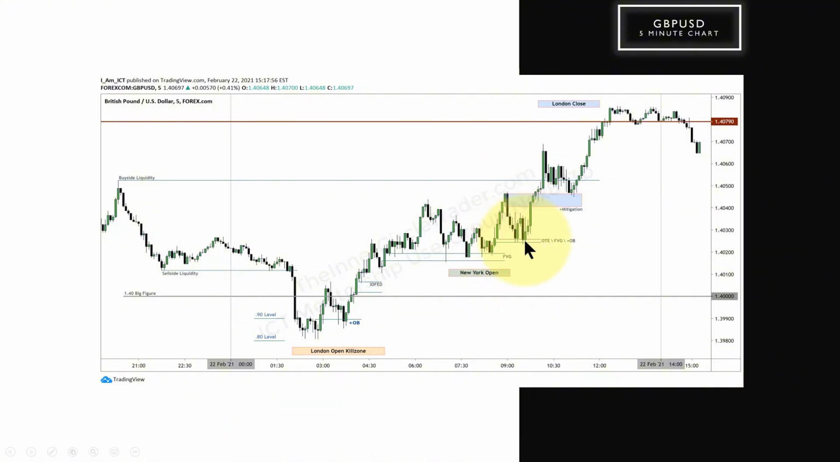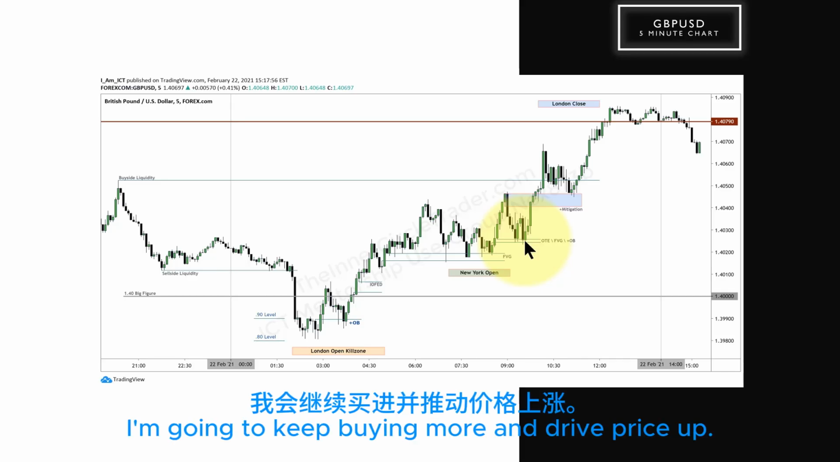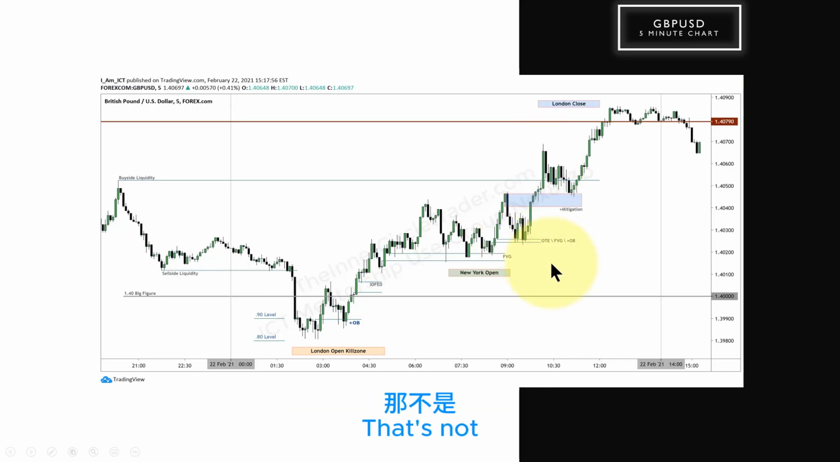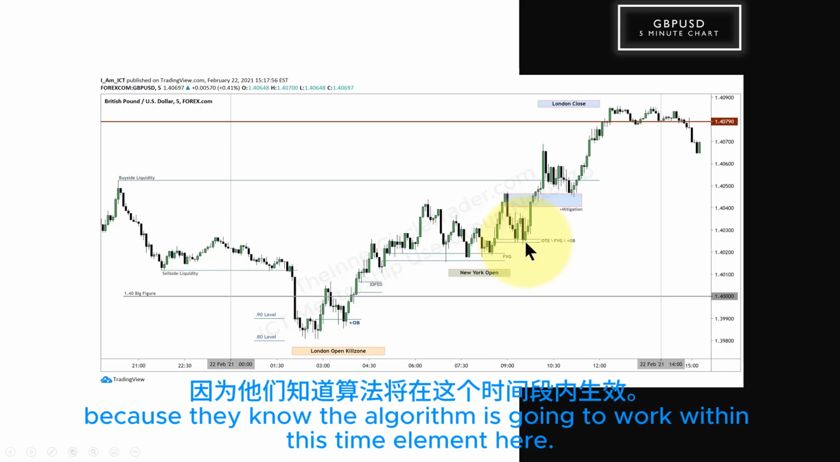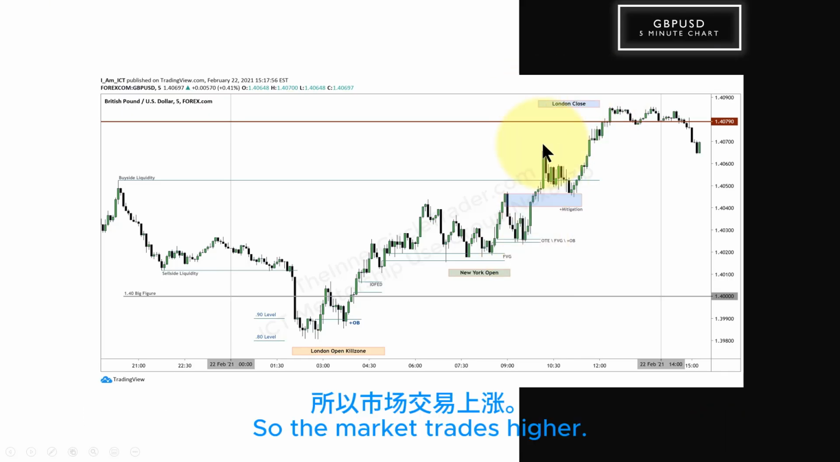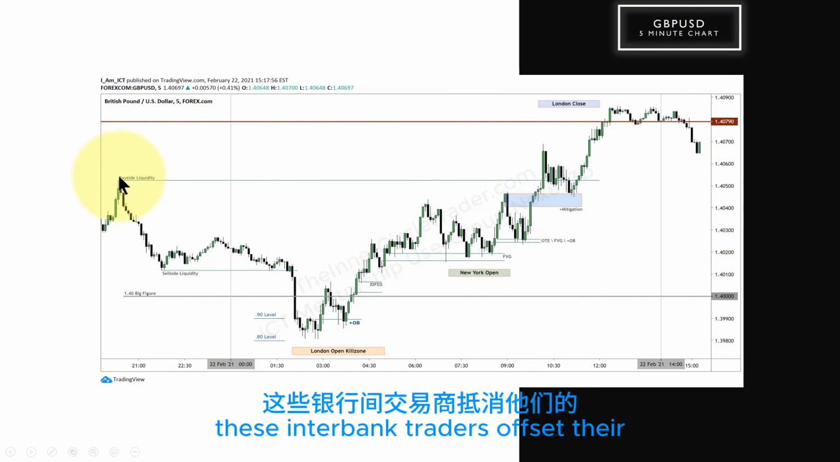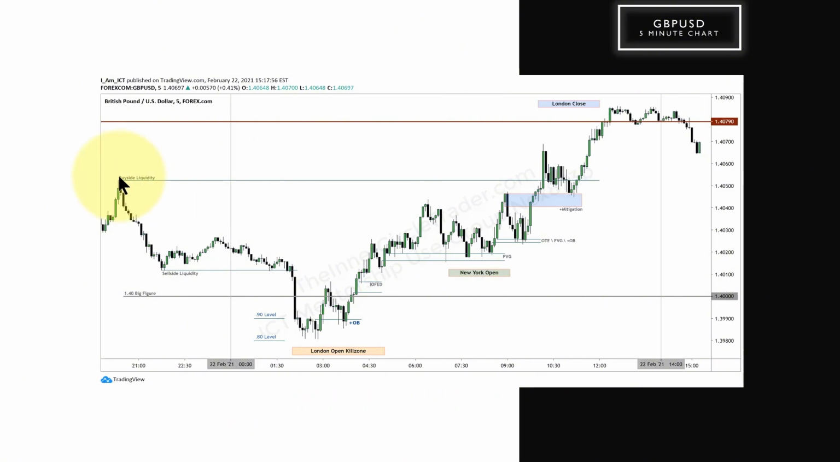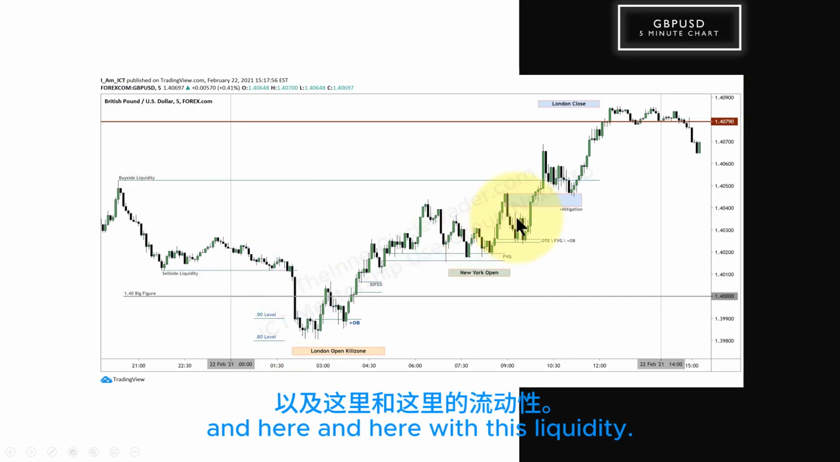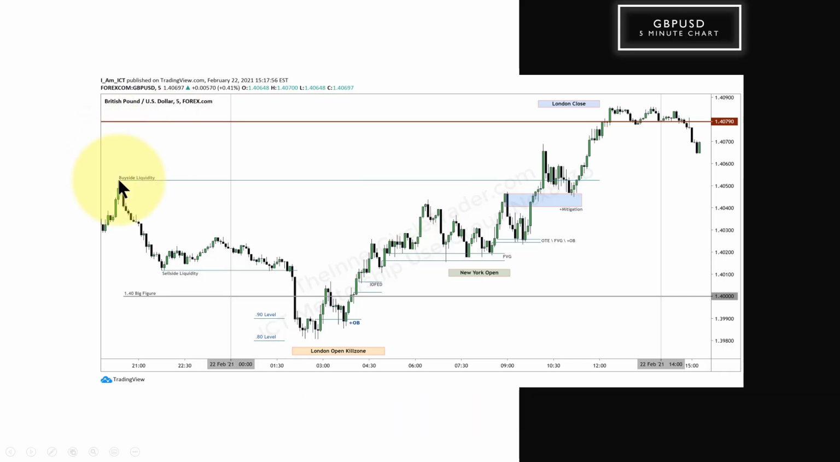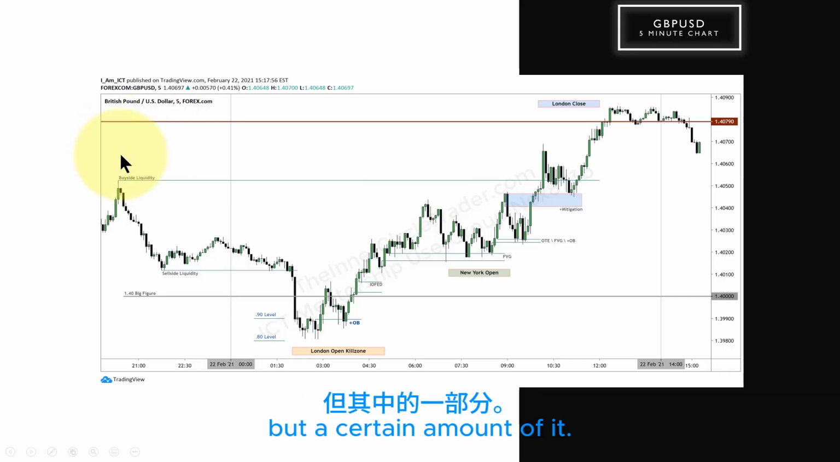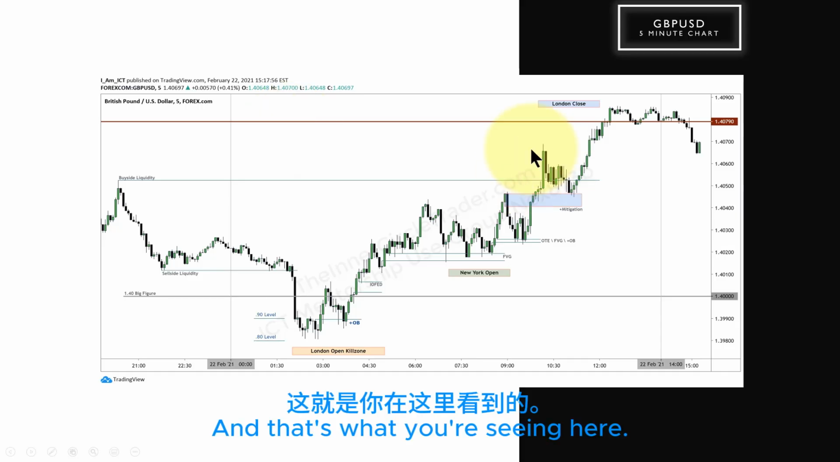And they wait. They don't go in and say, I'm going to keep buying more and drive price up. That's not what happens. They buy and wait because they know the algorithm is going to work within this time element here. So the market trades higher. When it goes above here, these interbank traders offset their longs from here and here and here with this liquidity. Not all of it, but a certain amount of it. And that's what you're seeing here.